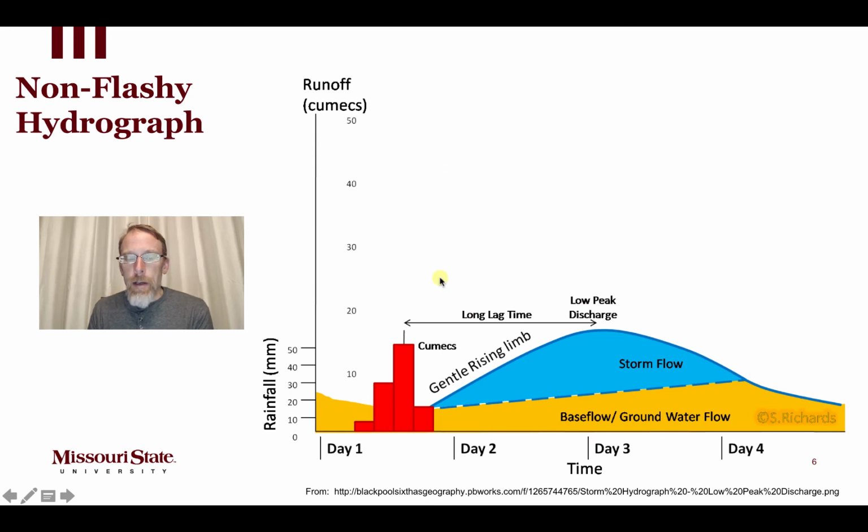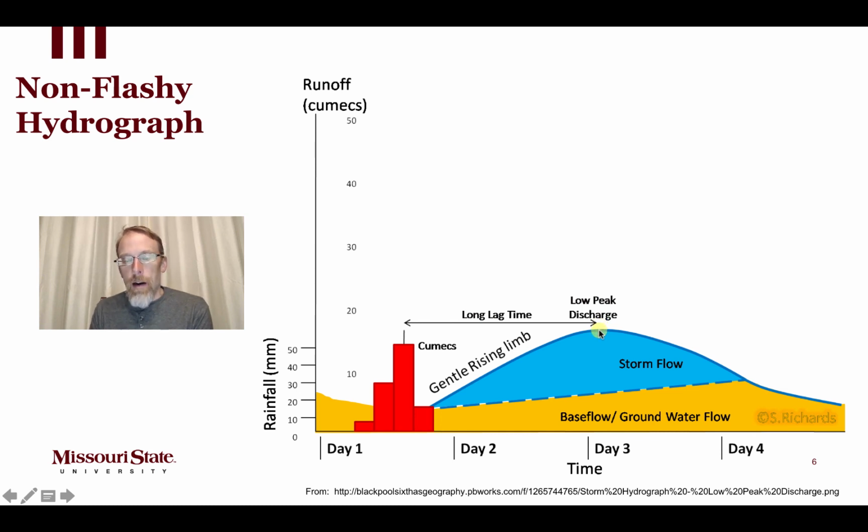Here's a non-flashy hydrograph. Perhaps we could call it a normal hydrograph, although I am a little hesitant to say what is normal. There's a lot of variation. But at any rate, it's definitely non-flashy. We've got our peak rainfall here with the red histogram. And then we have a very gentle rising limb and a very gentle falling limb and a low peak discharge.